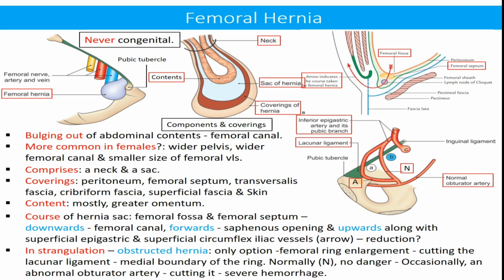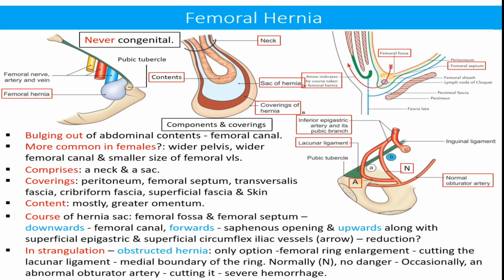In strangulation or obstruction of the hernia, the only option is to enlarge the femoral ring by cutting the lacunar ligament, that is the medial boundary of the ring. Normally, there is no danger.